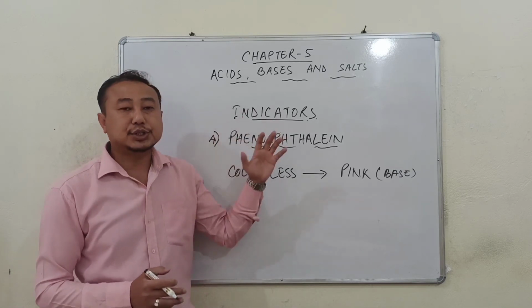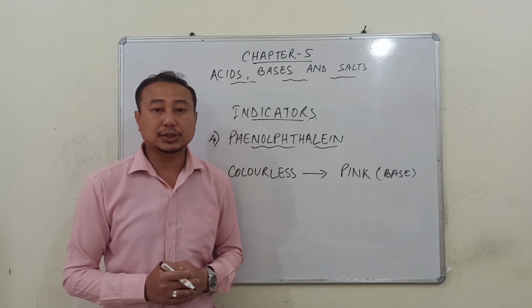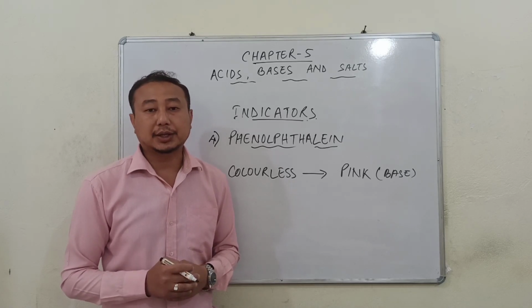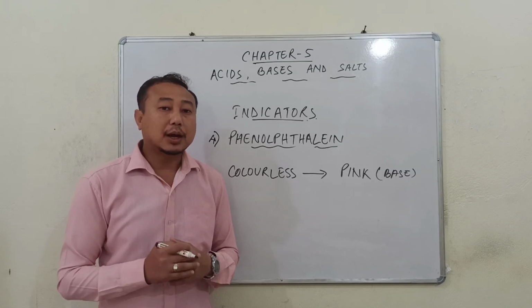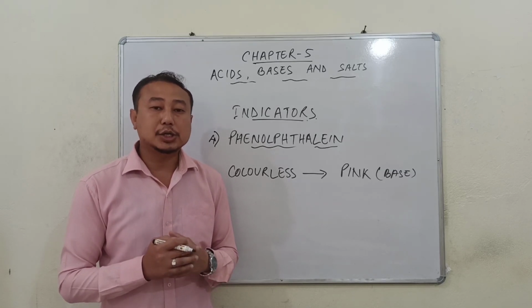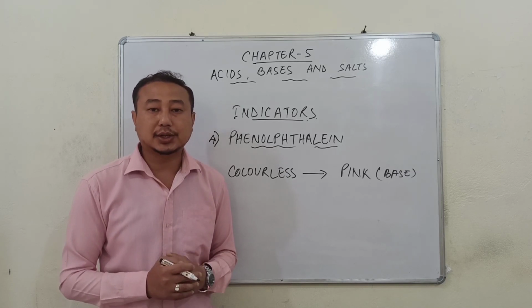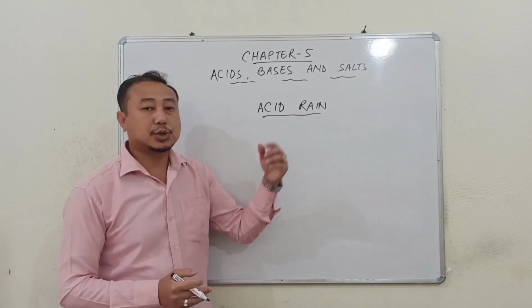So till now, we studied 4 different types of indicators. And out of these 4 different types of indicators, the most common and effective indicator is the litmus, which is available in 2 different forms. Now, let us see one phenomenon that takes place in nature in which a neutral substance changes its nature into acidic. The phenomenon that we are going to discuss is acid rain.